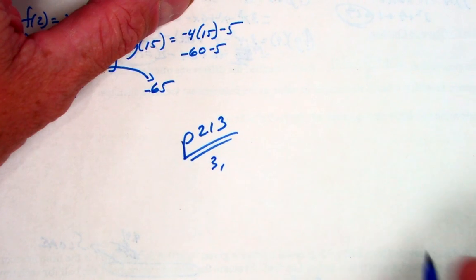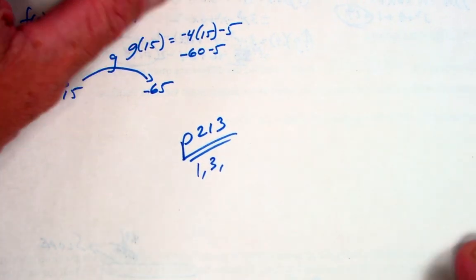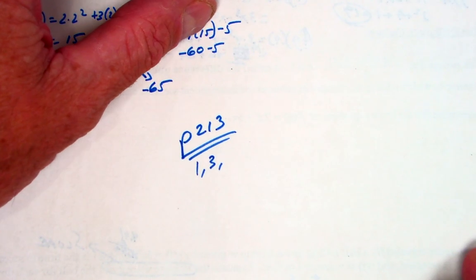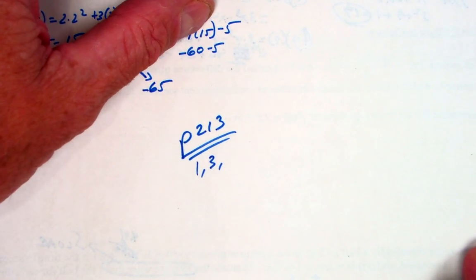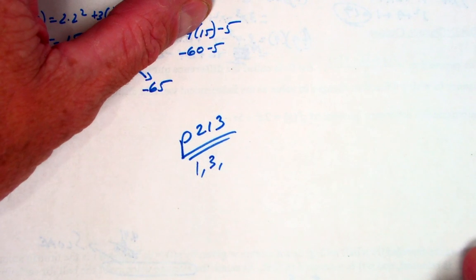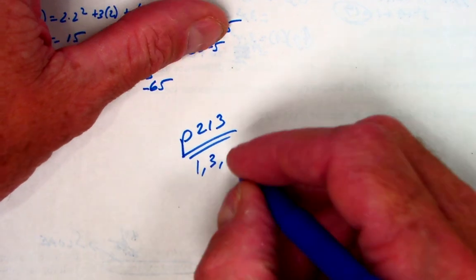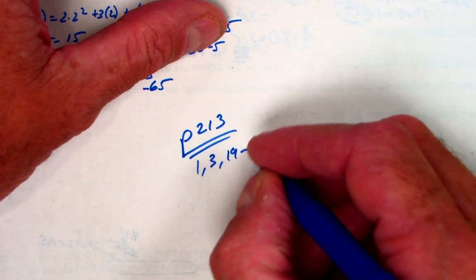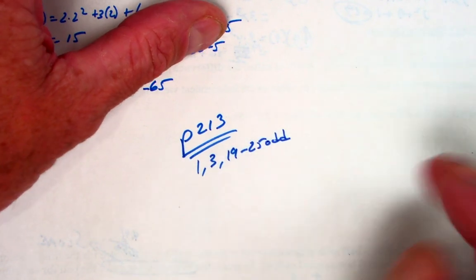Okay. I'm going to do 1 and 3. Let's do 19 through 25 odd.